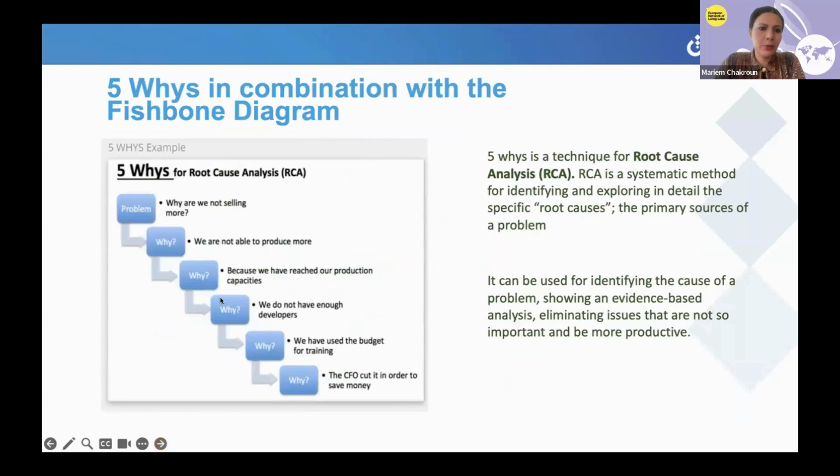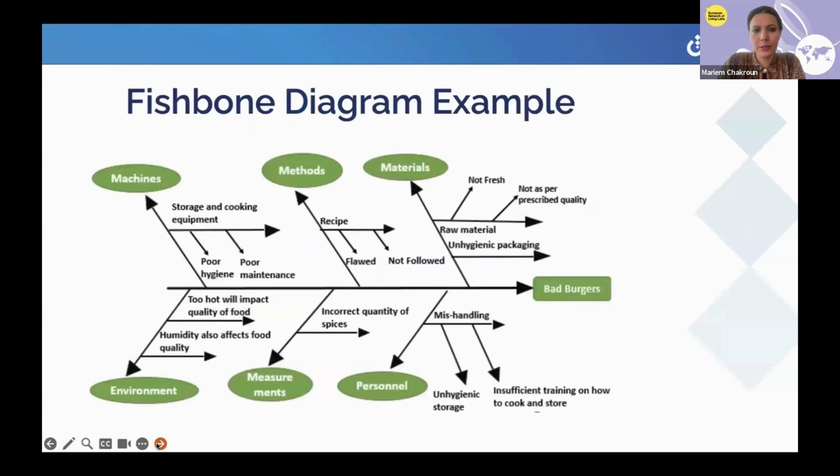Here is an example of a problem. Of course, if we ask why we're not selling more, because we are not able to produce more. Why? Because we have reached our production capacities. Why? Because we don't have enough developers. Why? Because we have used the budget. And the last why is because the CFO cut it in order to save money. So we can go to the main problem that we might ignore at the beginning of the brainstorming.